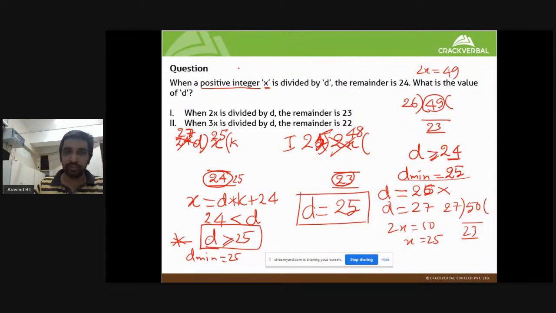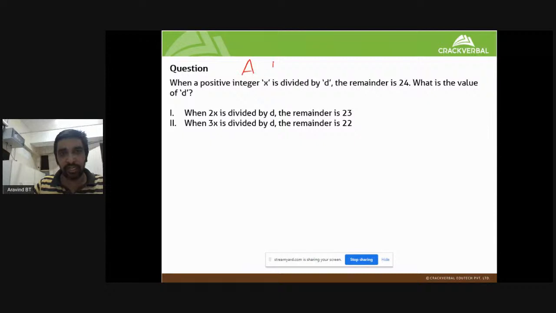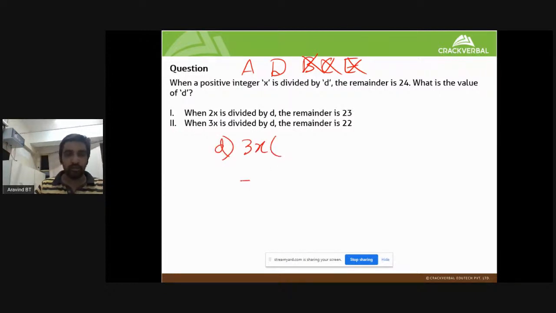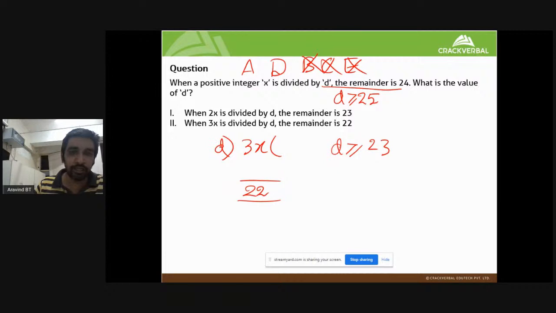Is the first statement sufficient? Absolutely. So my answers at this stage are A or D. B, C, E are ruled out. Now let's look at the second statement. When 3x is divided by D, the remainder is 22. Again, we can conclude that the divisor is more than or equal to 23. But remember, according to the question, the divisor has to be more than or equal to 25. So the smallest value you can take here is 25.